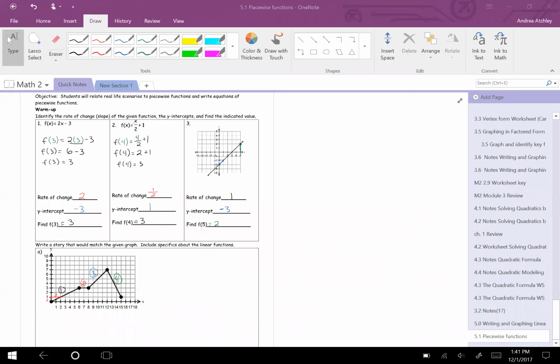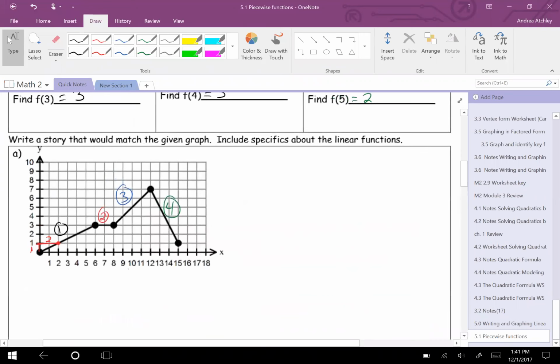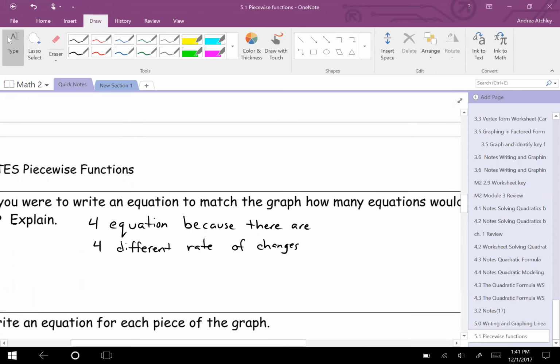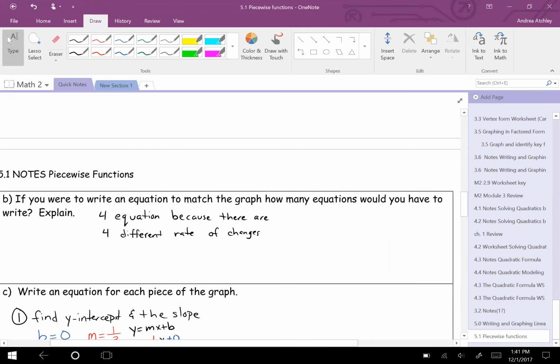Okay, so let's just review. We're on 5-1 piecewise. We talked about our piecewise function that looks like this. We explained that there were 4 parts to that piecewise function because there are 4 different rates of change. That's why you needed 4 different equations for it.